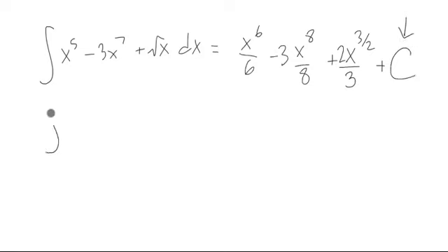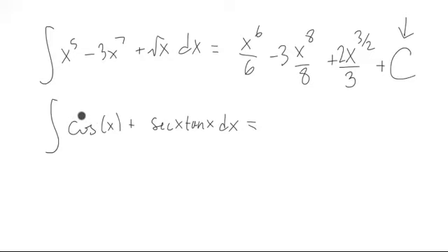Okay, let's look at one more example here. What if we have the indefinite integral of something like cosine of x plus secant x tangent x dx? What would that be? Well, let's see. We just think about our derivative rules backwards.